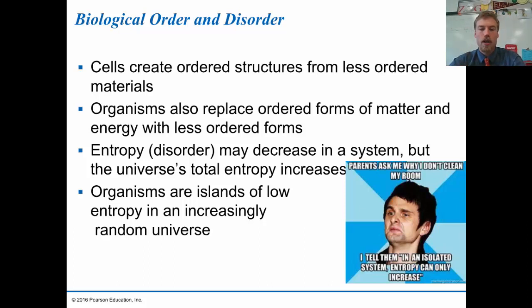And so even though cells are constantly trying to order things, right, they are decreasing their energy locally. They're decreasing the entropy of the system. They are overall still increasing the universe's total entropy, because as they go through the process of using energy to build things, that process is inefficient. They're still creating heat. And so organisms are essentially, you can think of them as being islands of low entropy in an increasingly random universe.